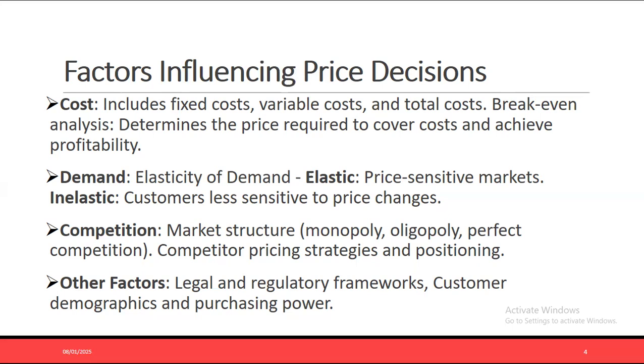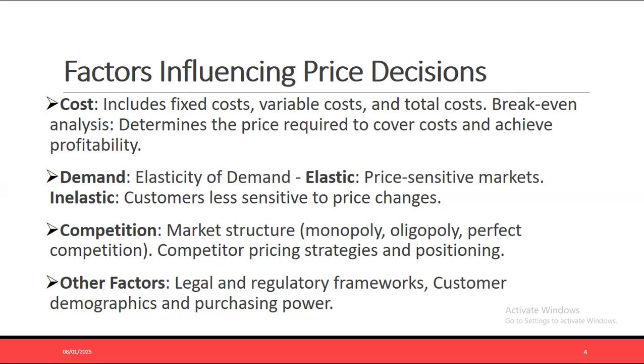And if demand is inelastic, what it means is that the customers are less sensitive to price changes. So whether there's a change in price or not, it will not affect the demand.